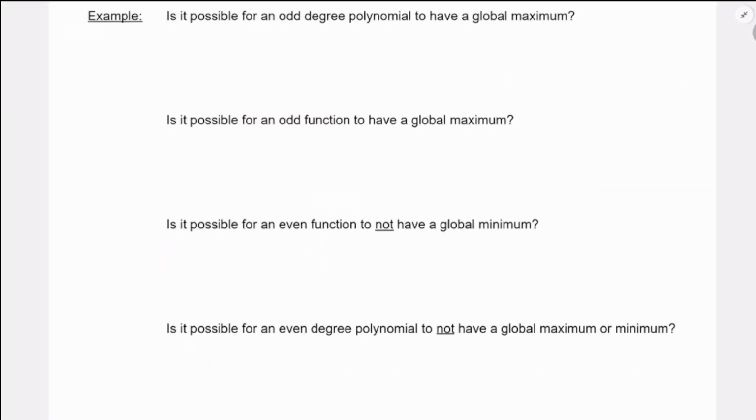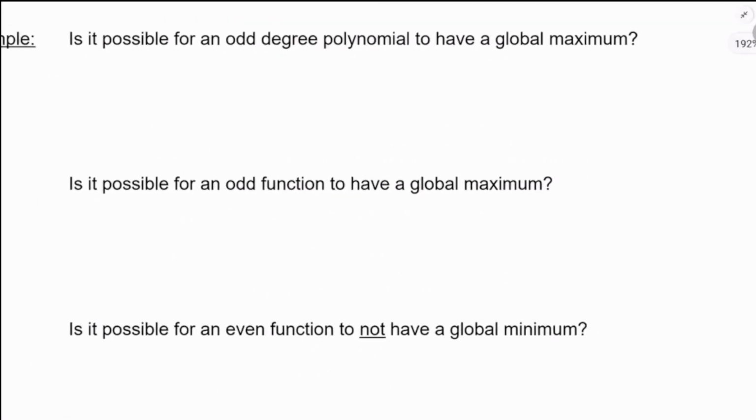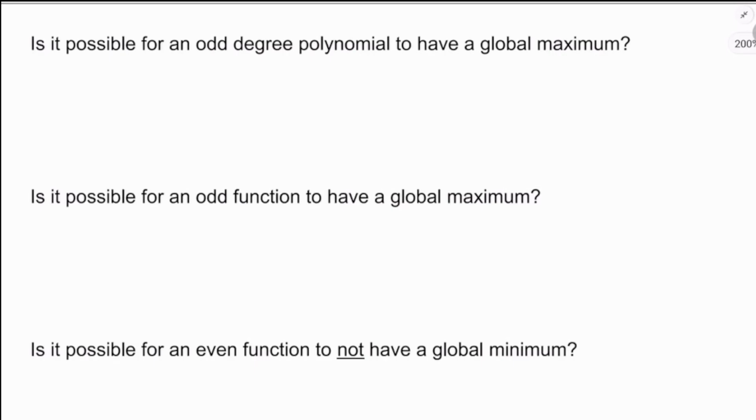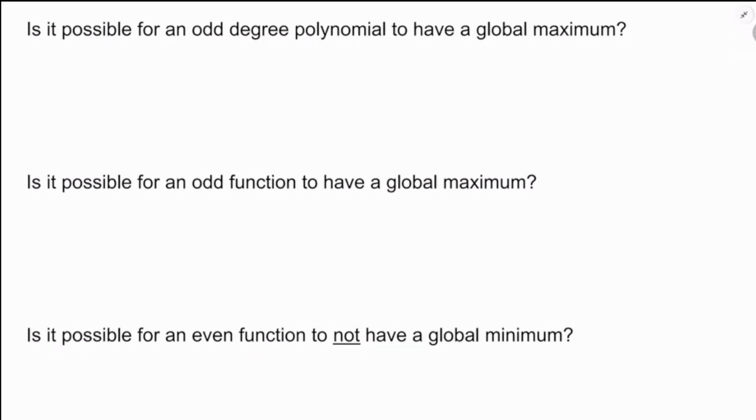All right, now the last examples I've got for you are kind of an "is it possible?" And so I'll try to draw you some pictures here for the ones that are possible and explain why for the ones that aren't. So is it possible for an odd degree polynomial to have a global maximum? I'm going to say no. That's going to be impossible because we know about the end behavior of an odd degree polynomial.